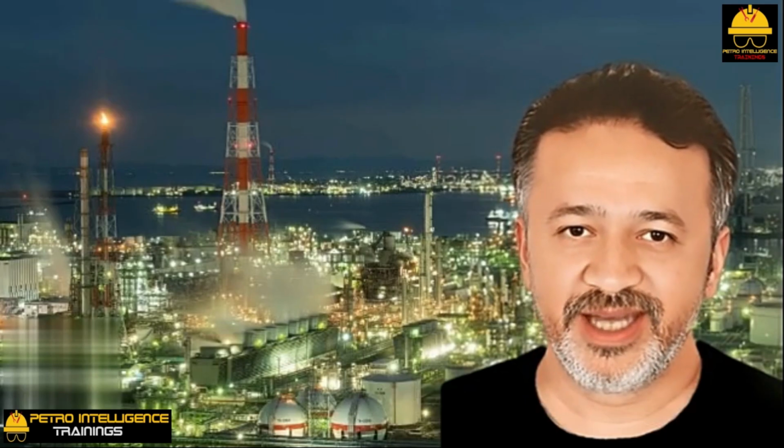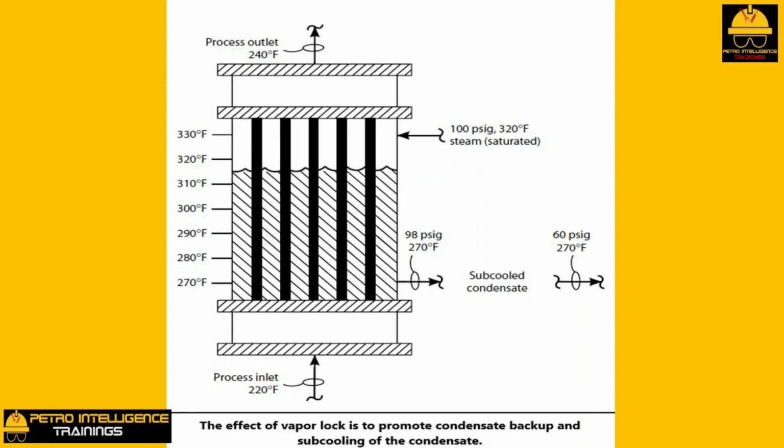Design options to mitigate vapor lock. Option 1, double the surface area of the reboiler. Option 2, increase the size of the condensate drain line by an order of magnitude. You can do this, and it will work. However, in general, this is not a cost-effective option for longer condensate collection drain lines.